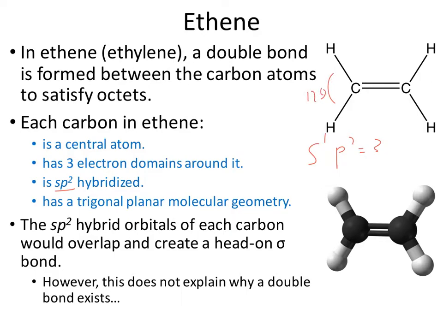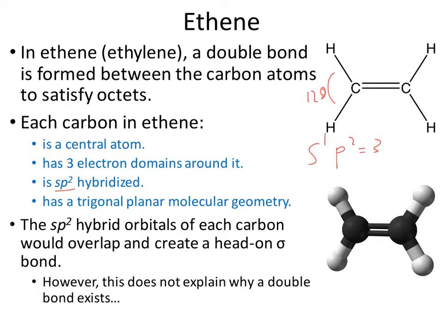Now, as we mentioned before, the presence of this double bond will actually take up a little bit more space and push these ones a little bit less. So this 120 will be a little bit less, but for the most part, we're going to call it 120 degrees. Now, when we look at this, the sp2 hybridized orbitals, they will overlap over here.